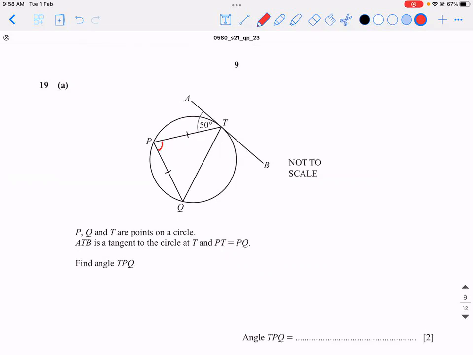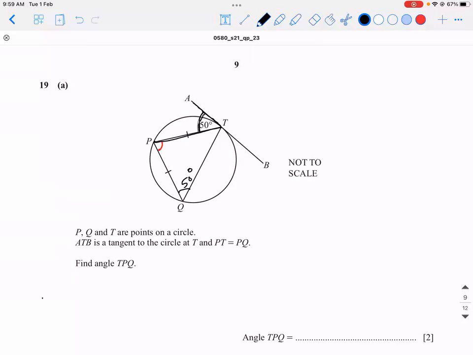So we'll use the concept of the alternate segment theorem. So what is the alternate segment theorem? If this is a tangent, this is the angle between this tangent and this chord. This angle and this angle are exactly equal according to the alternate segment theorem. Correct?